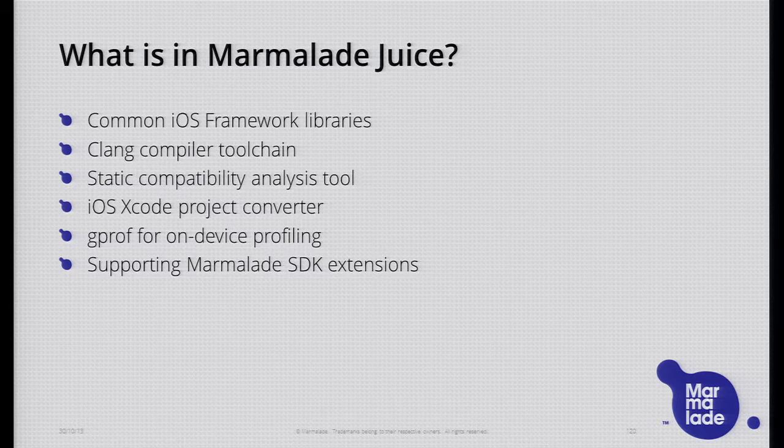We have a conversion tool that will take your iOS project from Xcode and generate a standard Marmalade MKB file. So from that, you can then generate a Juice Xcode project, or you can build your application from the command line. And we have an integration of the GNU profiler that you can use to profile Juice apps on device as well. Plus a few Marmalade SDK extensions for bits of functionality that we need in Juice to emulate iOS behavior on other platforms that the SDK doesn't necessarily give us out of the box.